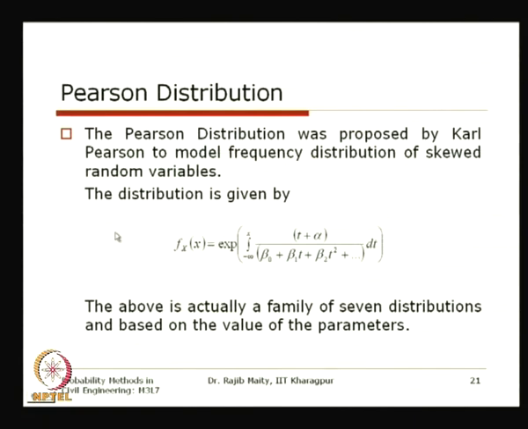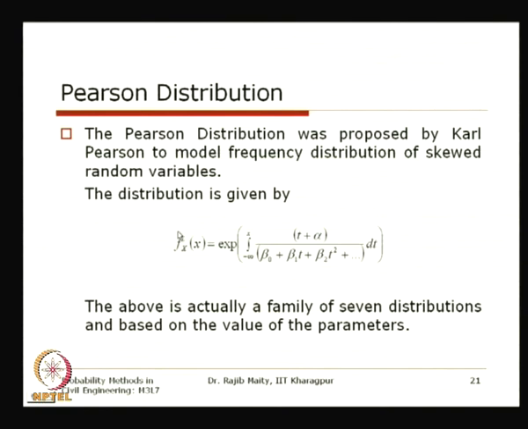Next, a class of distributions known as the Pearson distribution. The Pearson distribution was proposed by Karl Pearson to model the frequency distribution of skewed random variables. The general form of this distribution is given by this expression, f(x) equals exponential of the integral from minus infinity to x of (t plus alpha) over (beta naught plus beta 1 t plus beta 2 t square plus ...), an infinite series, and takes this form.